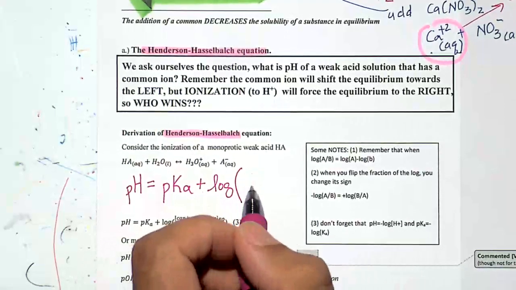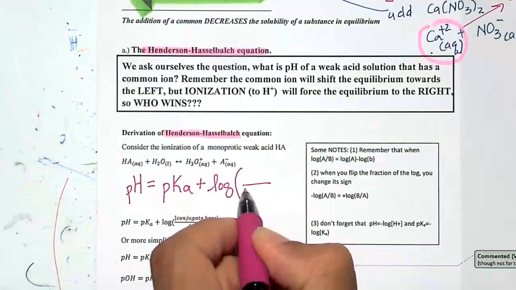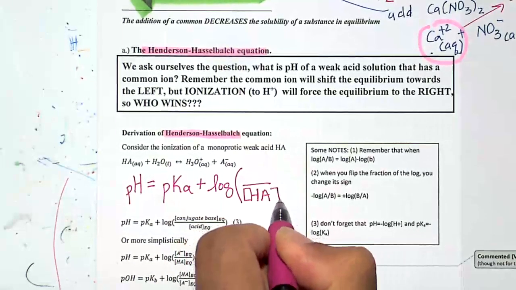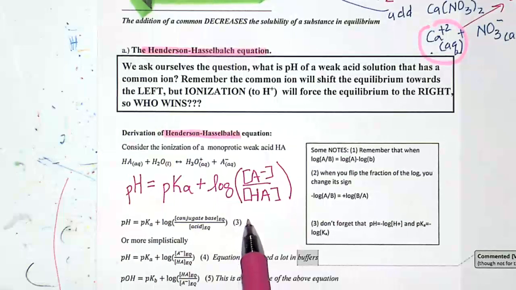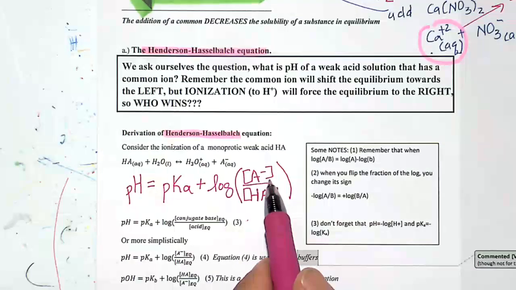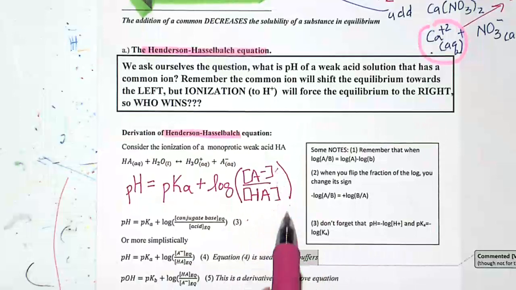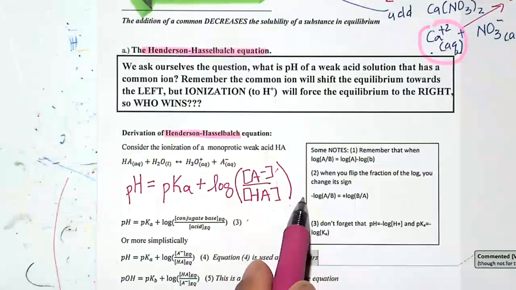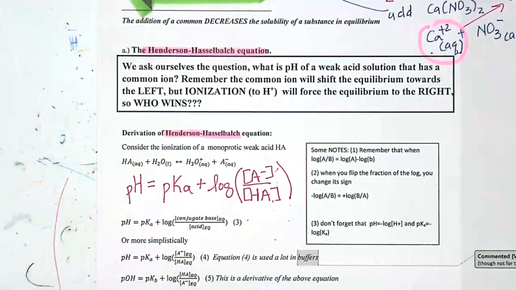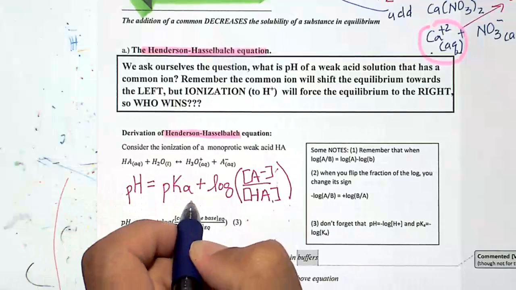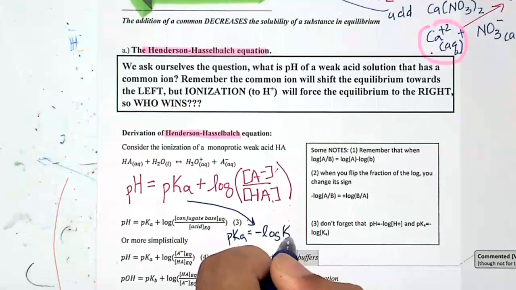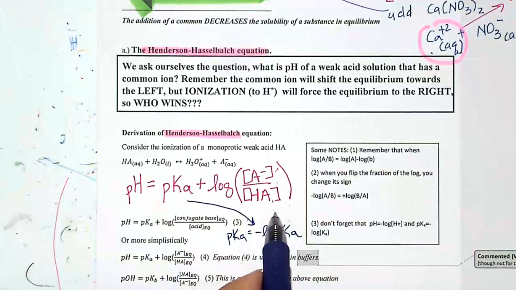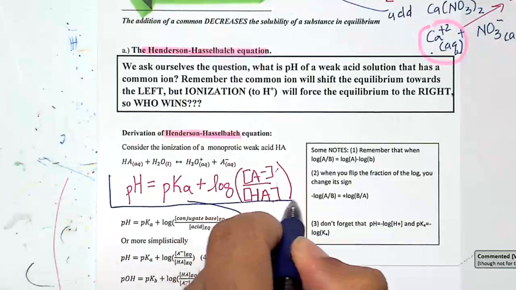If you're ever in a situation where you need to memorize this and you don't know what to put into what, you just remember: drop the acid. Drop the acid means put the acid in the denominator and the conjugate base goes in the numerator. Anyways, I'll give this to you on the test, and it's pH equals pKa. Don't forget pKa is the power of the Ka, plus the log of the conjugate base over the conjugate acid.